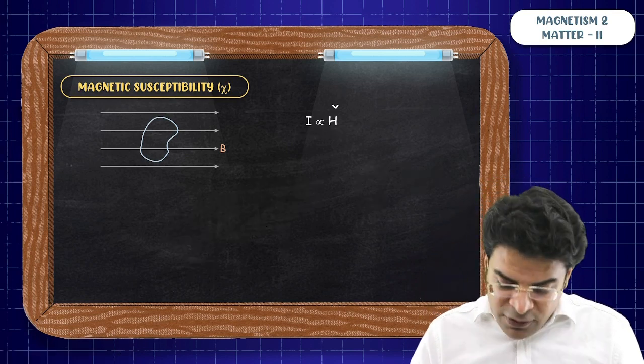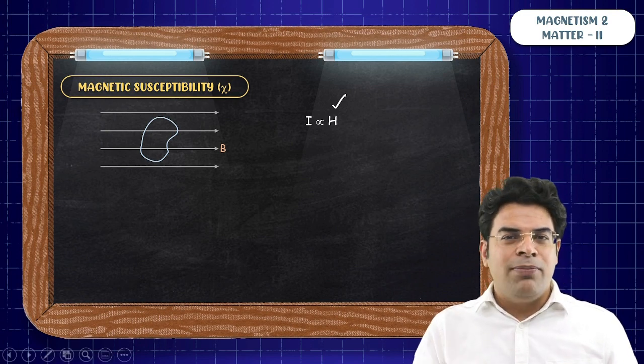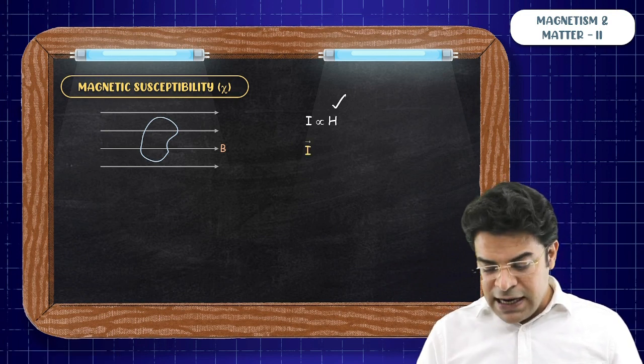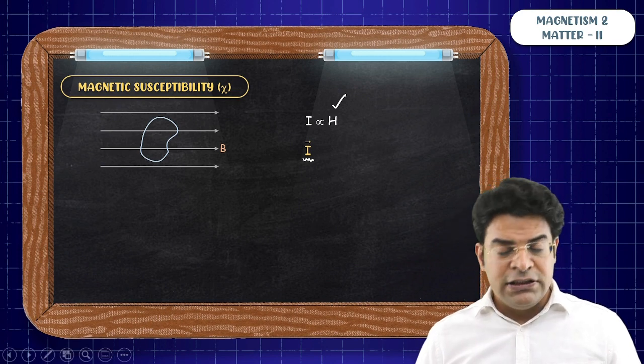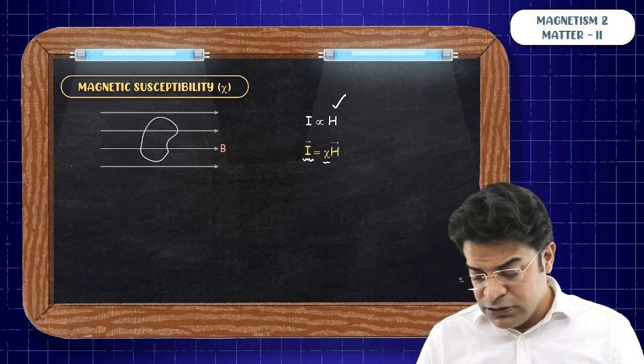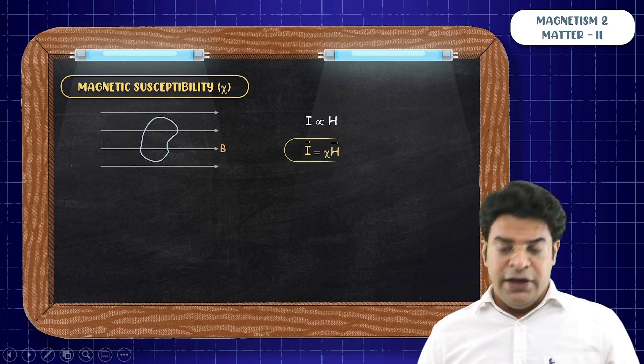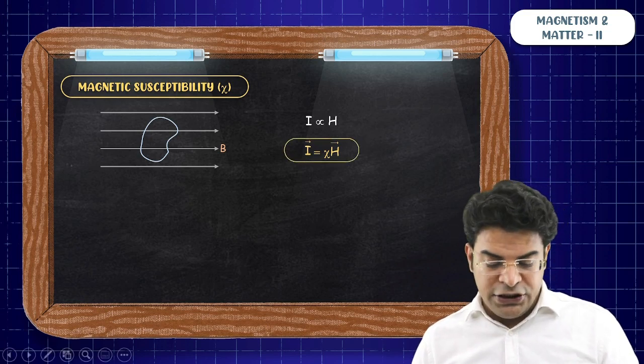Now every time a physicist finds a proportionality, they add a proportionality constant, and we say that the intensity of magnetization is nothing but susceptibility times the magnetizing field intensity. So I equals psi H.